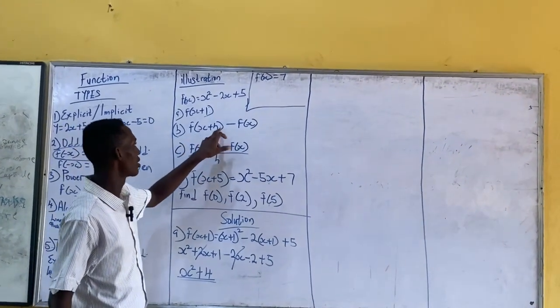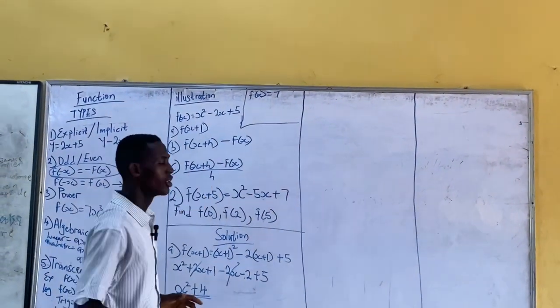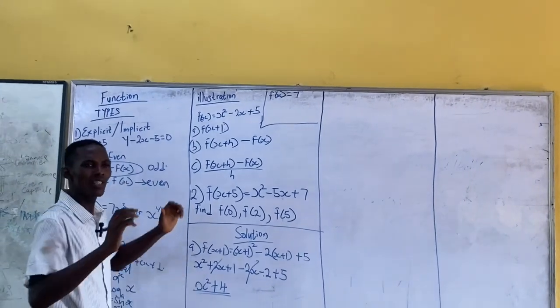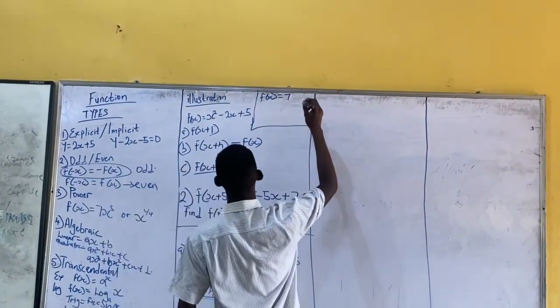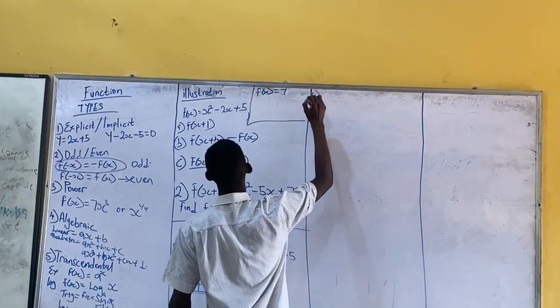X plus h close brackets. Then you have a function of x. So this is how we solve something like this. You have to take note of the function here. So now for this, let's solve together for b.